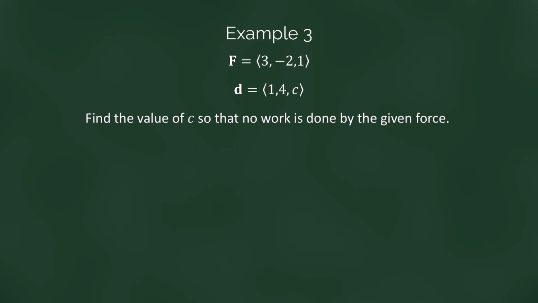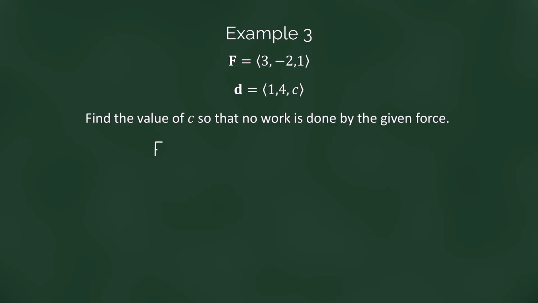Here we have a slightly different twist on the same ideas. So we have a force vector given by the components 3, -2, 1, and we have a displacement or distance vector given by 1, 4, c, and we want to find the value of c so that no work is done by the given force.